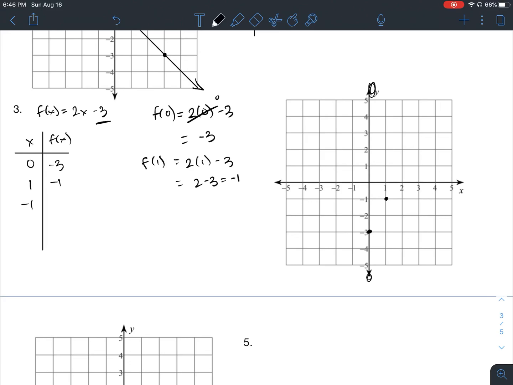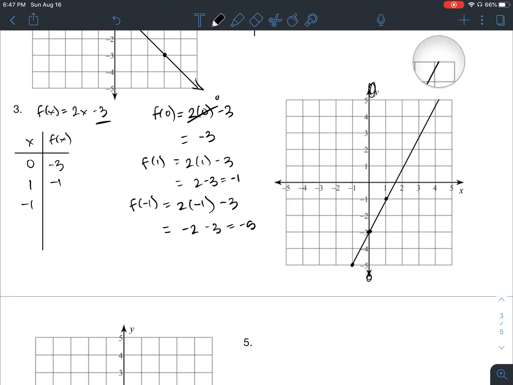Let's do negative 1 now. So f of negative 1 is equal to 2 times negative 1 minus 3, which is equal to negative 2 minus 3, which is equal to negative 5. So when x is negative 1, our y is going to be negative 5. Alright, so now it should be pretty straightforward how we can connect our points and graph our function.